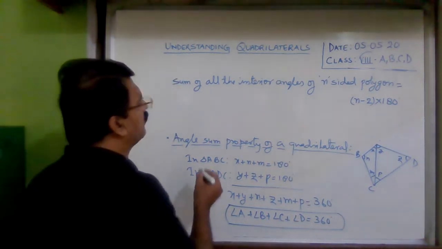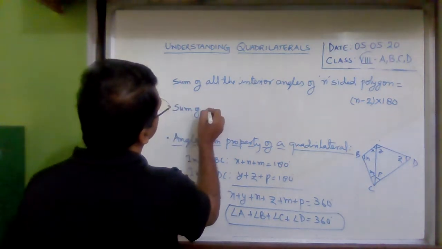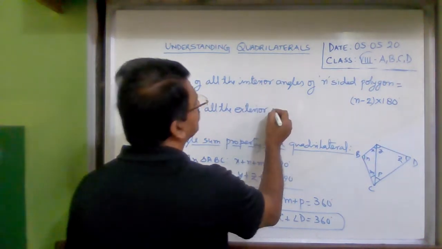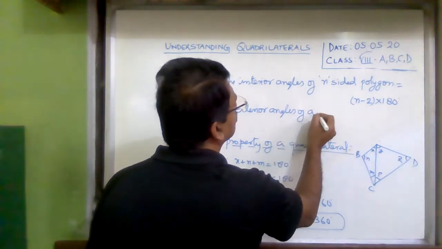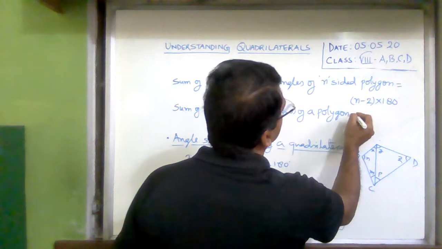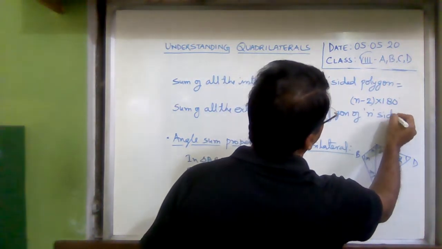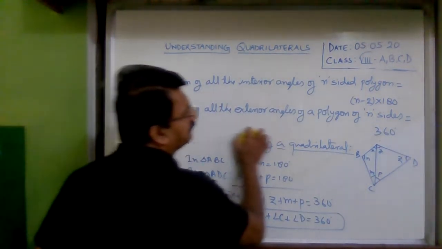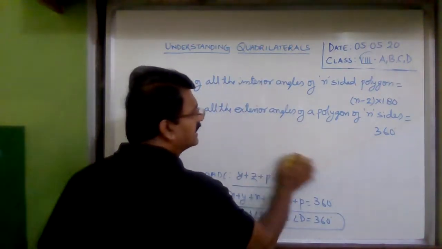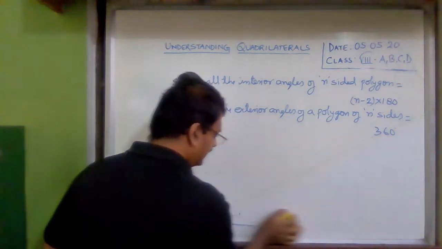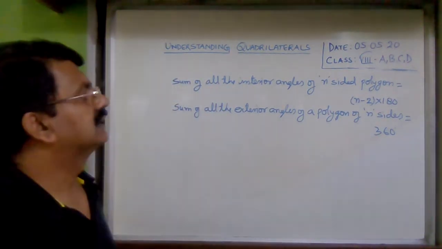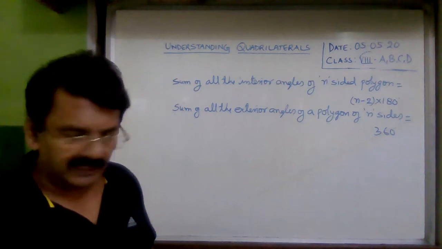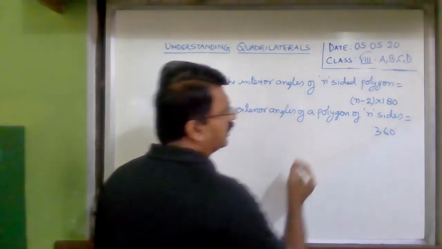Now, there is one more formula. Sum of all the exterior angles of a polygon of n sides is equal to 360 degrees. Now you see, it is very interesting that the sum of all the exterior angles of a polygon of n sides is always 360, irrespective of how many sides there are. The sum will always be 360. Clear?